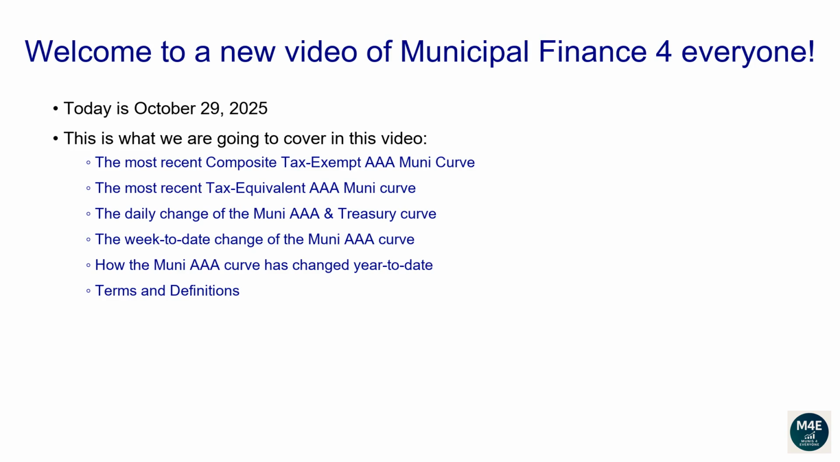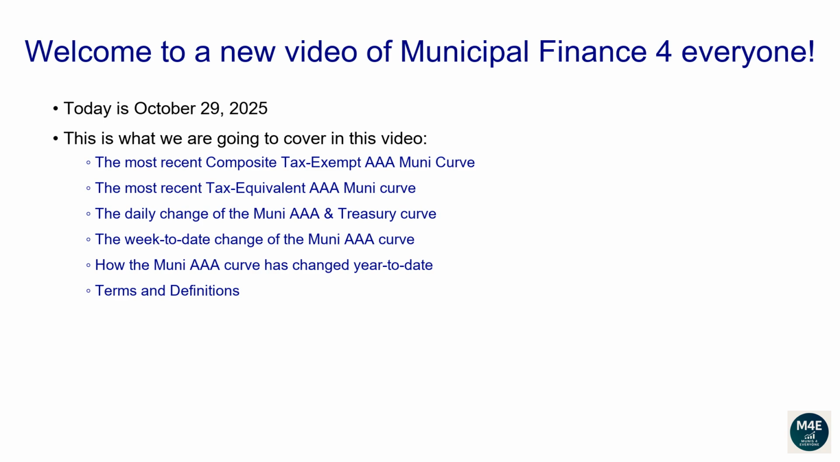Today is October 29, 2025. This is what we're going to cover in this video. The most recent tax-exempt AAA Muni Curve. The most recent tax-equivalent AAA Muni Curve. The daily change of both the AAA Muni and Treasury curves. Their week-to-date change. How the AAA Muni Curve has changed year-to-date.